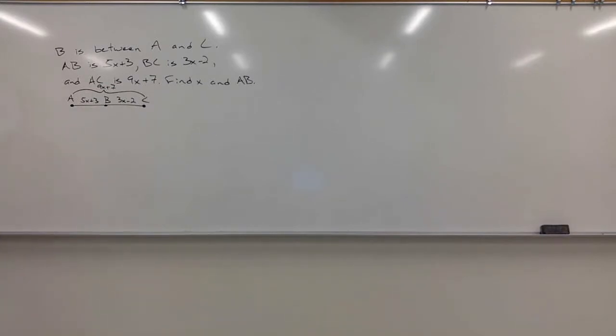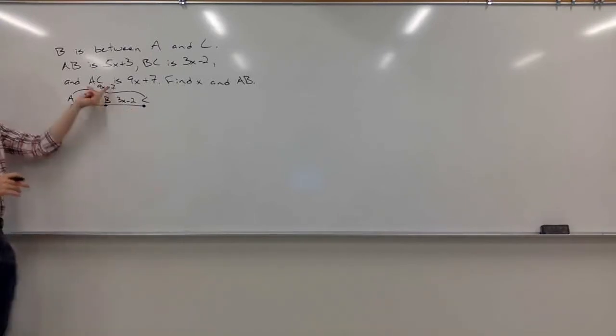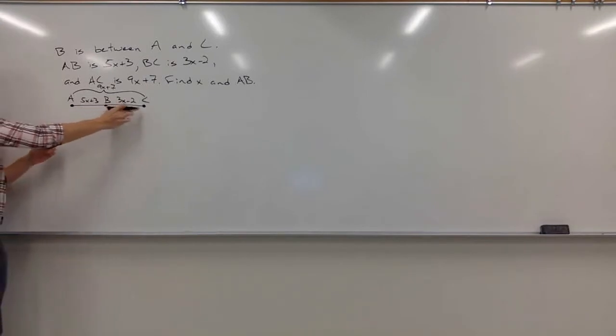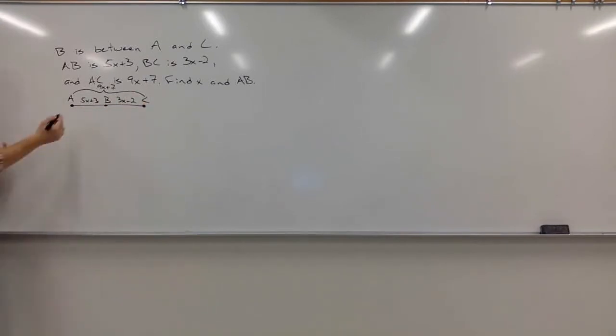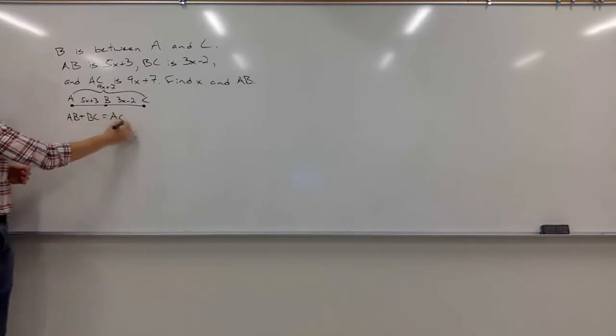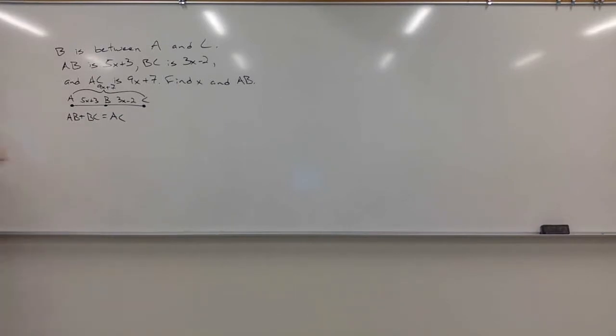Okay? So now, how would I set this up algebraically? What would my first step be here? Right, yeah, we're going to say this piece plus this piece equals the whole thing, right? So we started it off using the segments and then substituting in what we know. So AB is 5x plus 3, BC is 3x minus 2, and then AC is 9x plus 7. Okay, so let's solve that real quick.